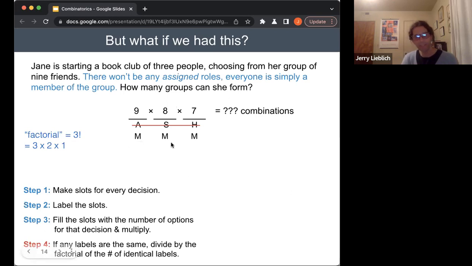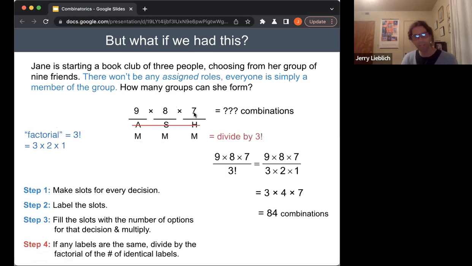So in this case, we have our 9 by 8 by 7. Because I have 3 m's, I divide it by 3 factorial. And then, importantly, make things easier for yourself. And rather than multiplying this all out and this all out, start out by doing some canceling. So I can reduce that 8 and that 2, I can reduce the 9 and the 3, and then I've got a much easier multiplication to happen here. And I end up with a lot fewer combinations than I had before.